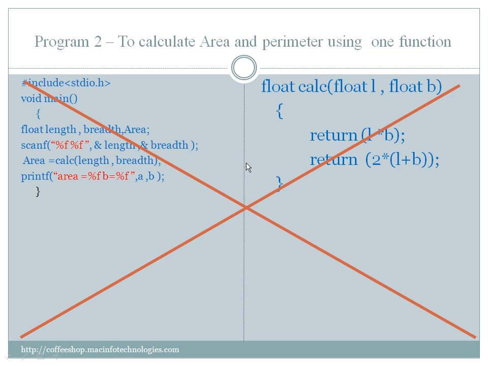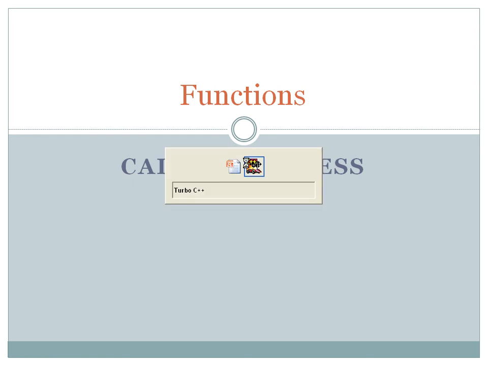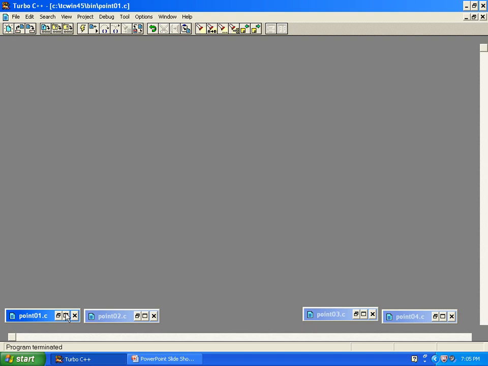So what can be done? To fix this, if you want the same function to return more than one value, we'll see that when we see call by address. In call by address, we'll be accessing the memory location. We'll see. Before that, I would like to go back to those programs which we saw now and execute them. So we'll see those programs.